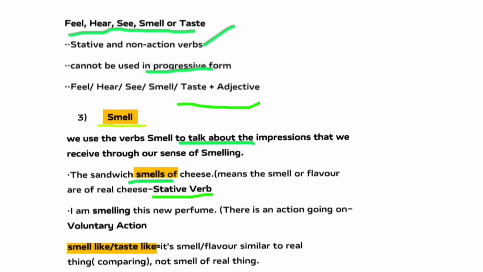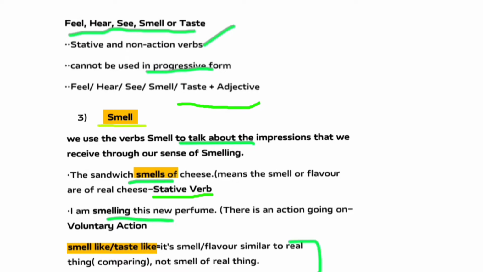Instead, if I say I'm smelling this perfume, it is a voluntary action. There is an action going on. You can question it by what are you doing? The answer would be smelling this perfume. It is a willful action. You are smelling it by yourself. No one is compelling you.